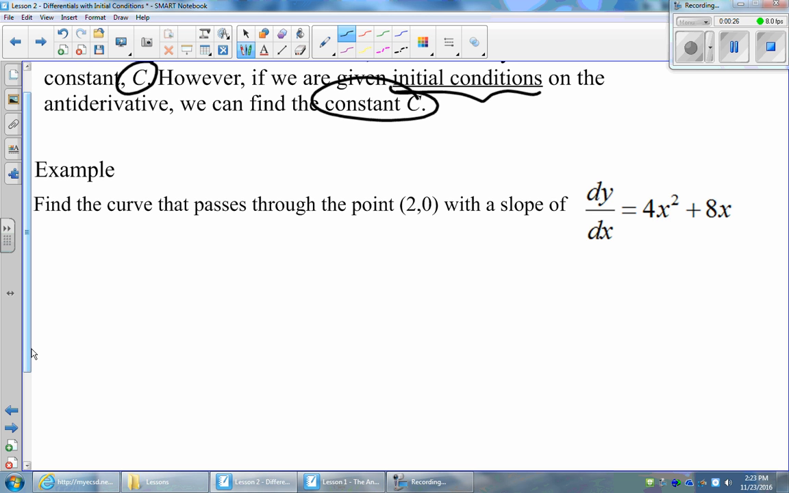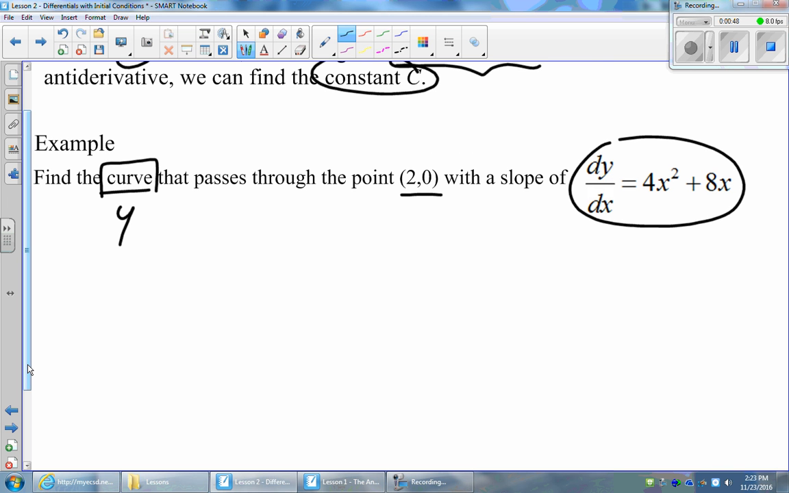For this example, we want to find the curve that passes through the point (2, 0) with the slope of this function dy/dx equal to 4x squared plus 8x. So we actually want to find the curve, which means we want to find the original function with a derivative of 4x squared plus 8x. To find the original function from the derivative, we take the antiderivative.